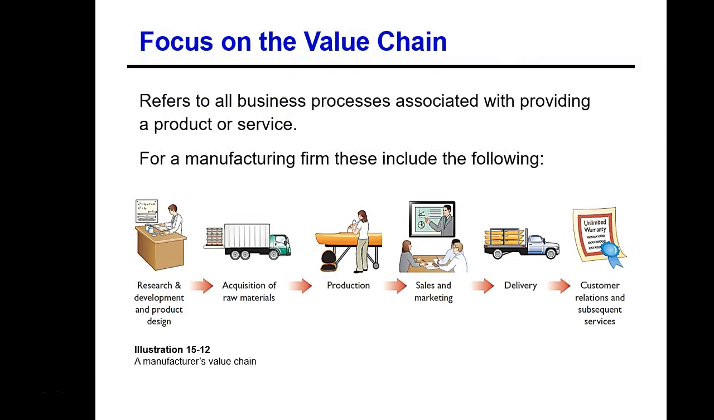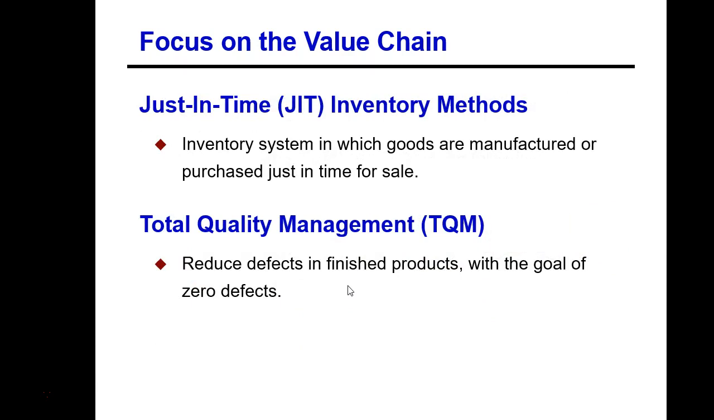So for a service-based company, we look at what we call the focus of the value chain. We still look at how we can provide a quality product in terms of a service to our different clients. So we streamline research and development costs, the acquisition of raw material, we look at production, sales and marketing, delivery, customer relations. So we're going to use different types of factors. For a manufacturing firm, these will include the following: production, raw material, sales, and marketing.